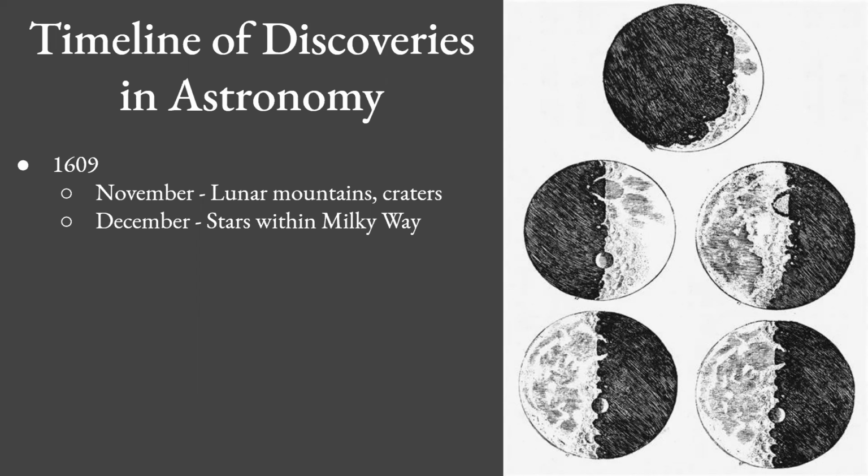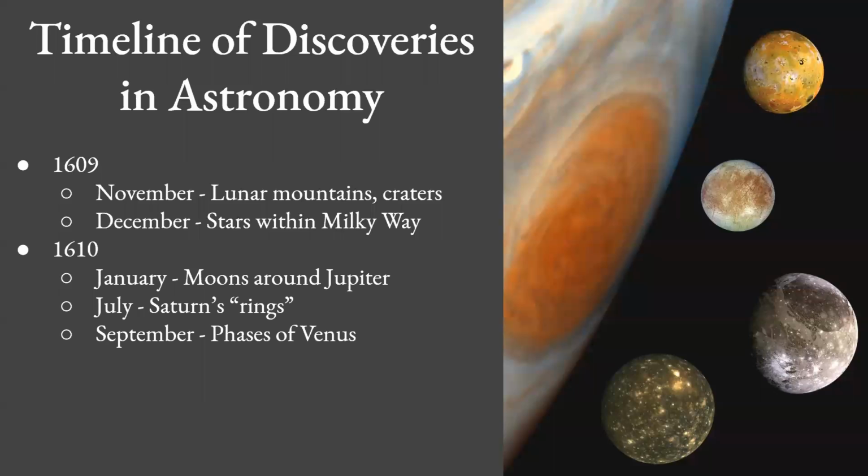In 1609, as we mentioned earlier, he was finding the mountains and craters on the moon. Before telescopes, people actually had this idea that the moon was a perfect sphere, so he's kind of disrupting that. He also noticed that the Milky Way is actually individual stars. And really just more in general, he's able to see stars that you can't even see with the naked eye.